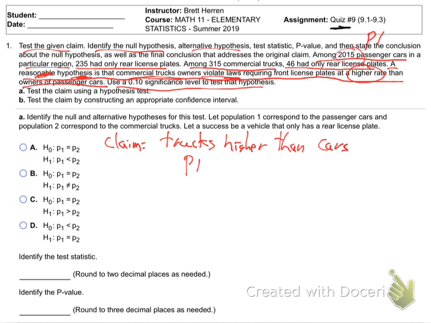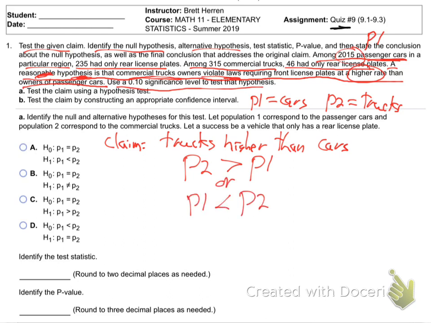That'll be population 1. So we'll just say population 1 is the cars. Population 2 is the trucks. So population 2, the trucks, is higher than population 1, is what they're saying. Or another way you can put that is population 1 is lower than population 2, right? Same thing. Population 2 is the bigger one, or population 1 is the smaller one. Another way to say the same thing. So that's what's being claimed.